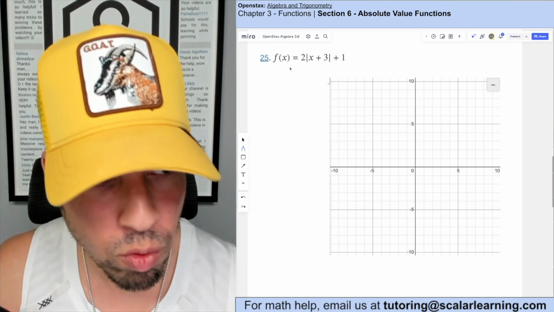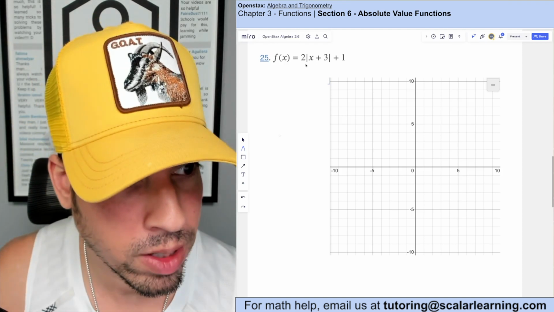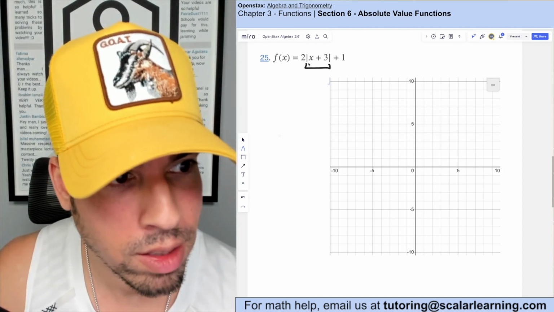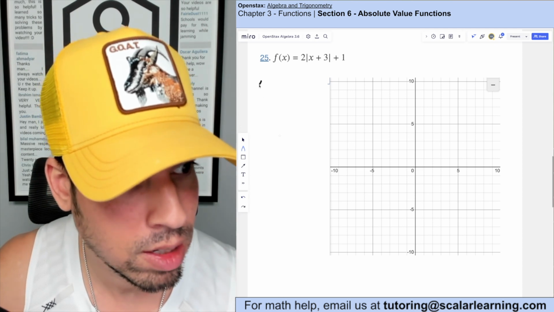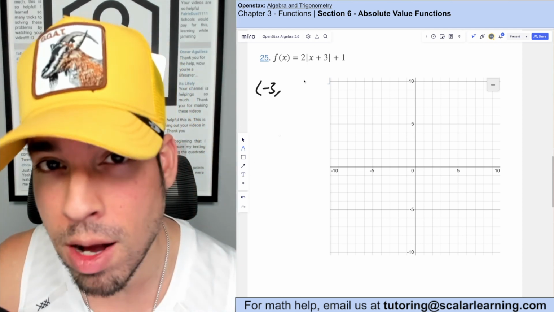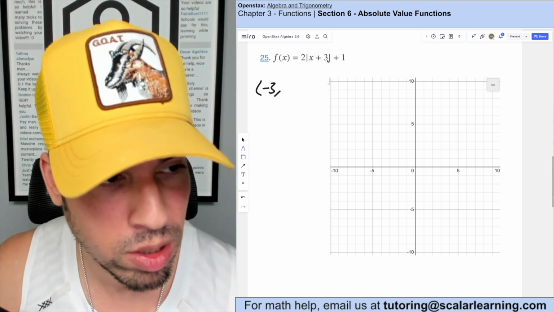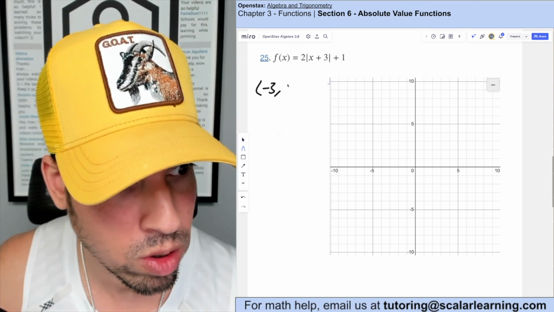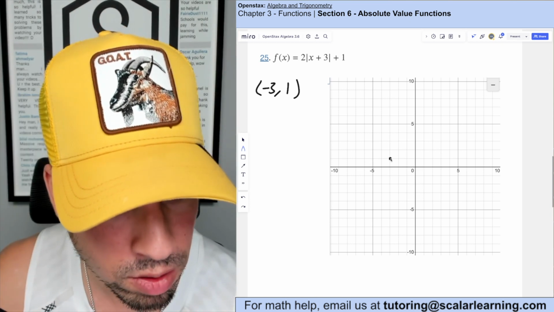So when we're trying to graph this function, we're going to first start with that vertex point. We're going to figure that out by knowing what is going to zero out what's inside the absolute value, and that's going to be -3. And to find the y value of the vertex, we're going to plug and chug. So -3 plus 3 is 0, times 2 is 0, plus 1 is 1. So now we have the vertex at -3, +1.